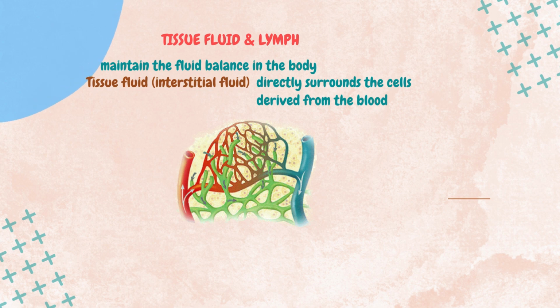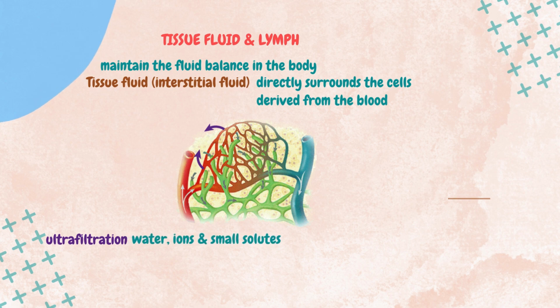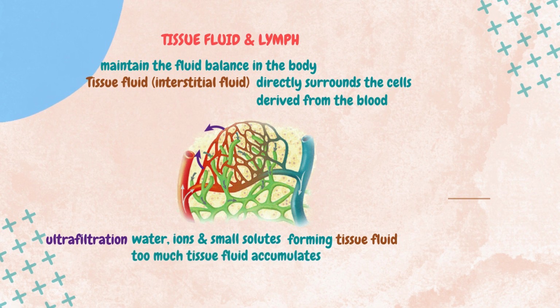Capillaries, which are only 1 cell thick, allow small molecules and fluid to seep through their walls. This process is known as ultrafiltration. Ultrafiltration causes water, ions, and small solutes to be forced out of the blood plasma, forming tissue fluid. However, not all fluid that exits the capillaries is reabsorbed. If too much tissue fluid accumulates, it can lead to a condition called edema. Edema causes swelling in tissues due to excess fluid.